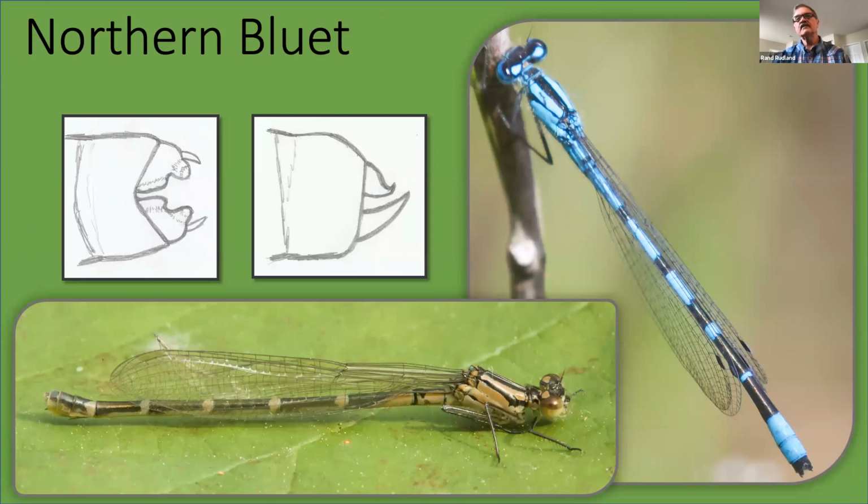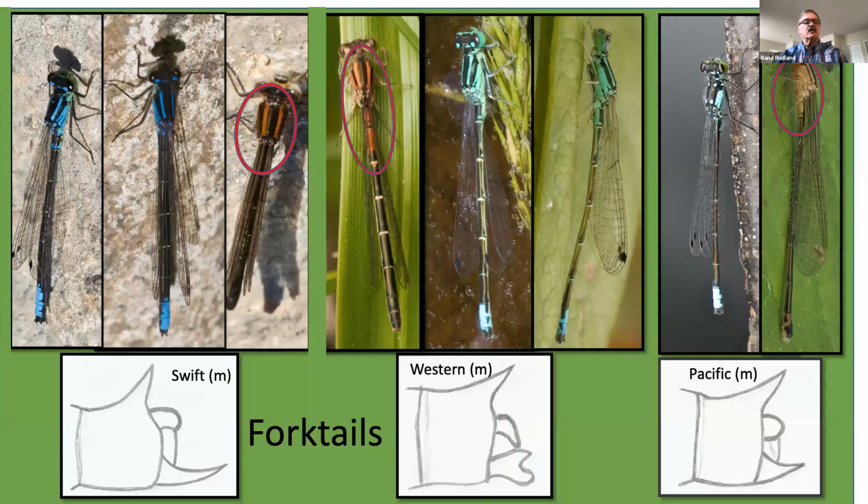Northern blue-A, not going to go into any detail. You can see the differences. In this one, it's this hook on the dorsal appendage or upper appendage. The fork tails, these are the ones, as I said, that have all dark abdomen.